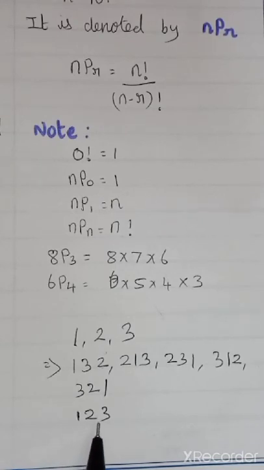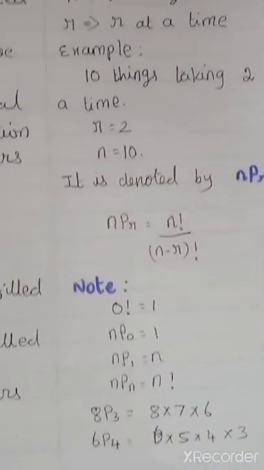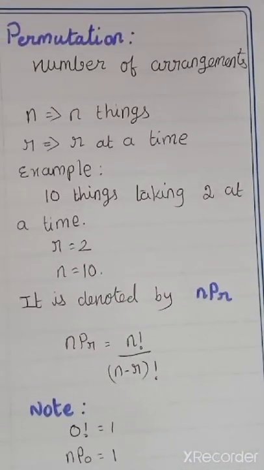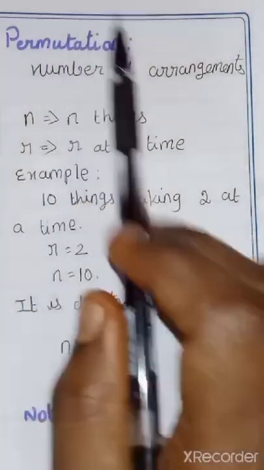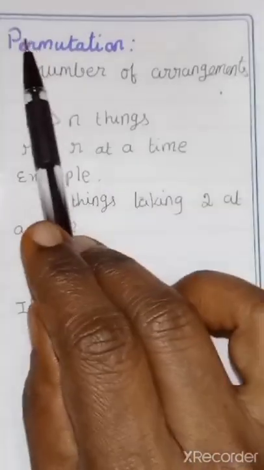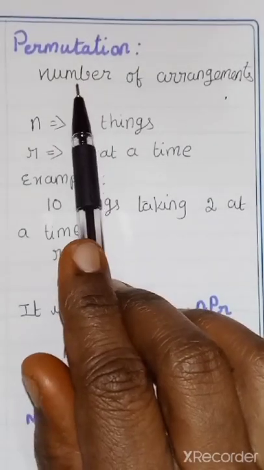In your first example, it is the number of arrangements, and in your second example, the order of arrangement is important. That order of arrangement is called permutation. So see your page number 52, definition 2.3. What is permutation? Number of arrangements. That's all, this is the only definition.